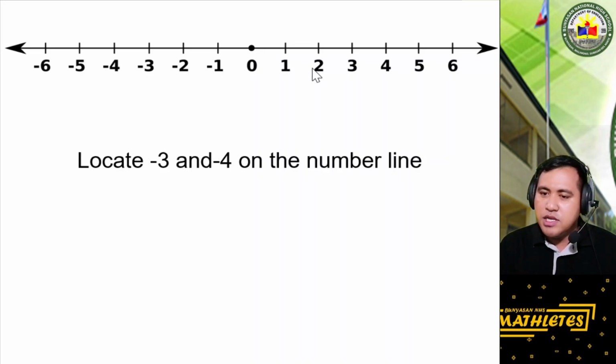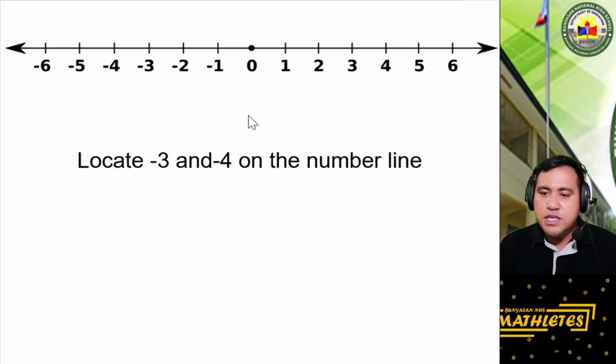The numbers on the right of 0 are all positive integers, and the numbers located on the left side of 0 are all negative integers. As I've said, the left side is a reflection, or the opposite, of the right side. So this is the number line.